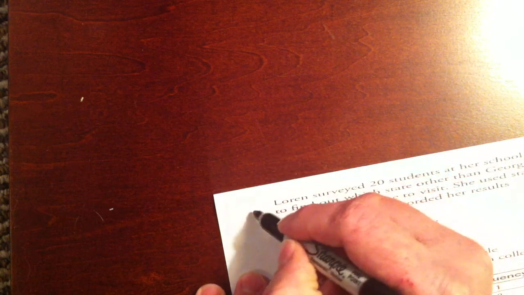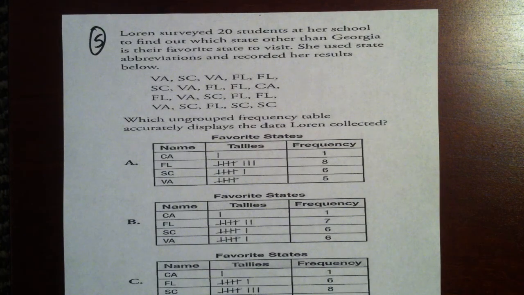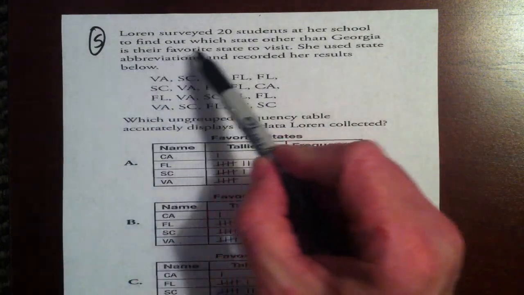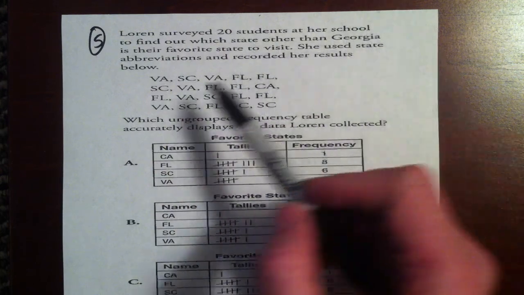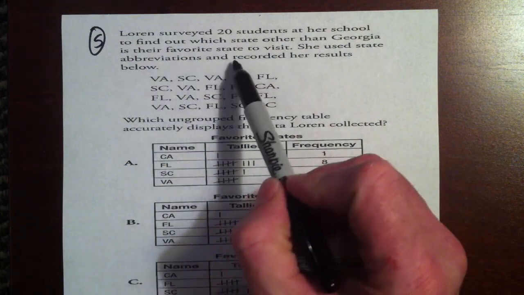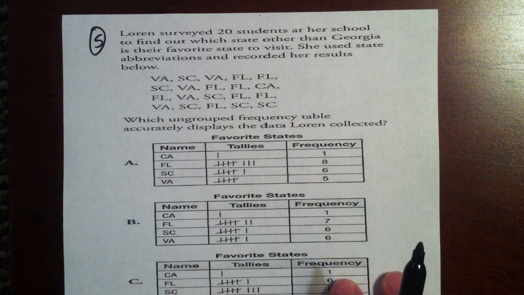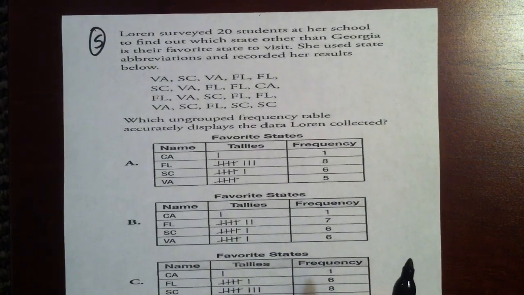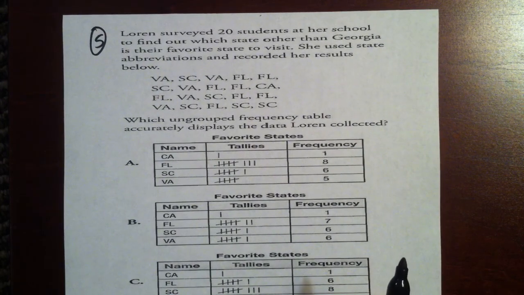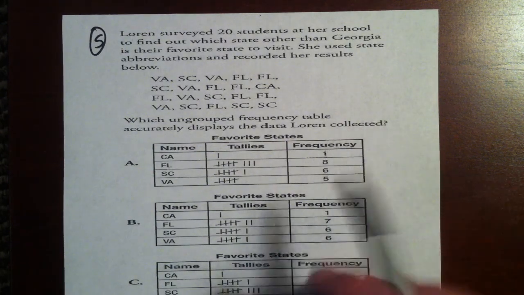Let's move on to number 5. And again, if my number's a little off, you'll have to forgive me. You might have to look around a little bit, but I believe this is number 5. Lauren surveyed 20 students at her school to find out which state, other than Georgia, is their favorite state to visit. She used state abbreviations and recorded her results below. So you got a bunch of different results here. Which grouped or ungrouped frequency table accurately displays the data Lauren collected?